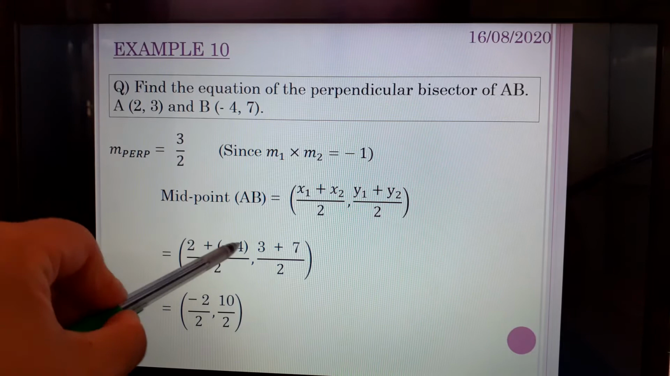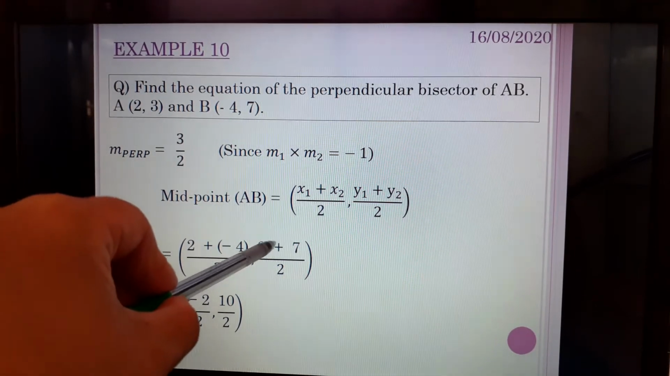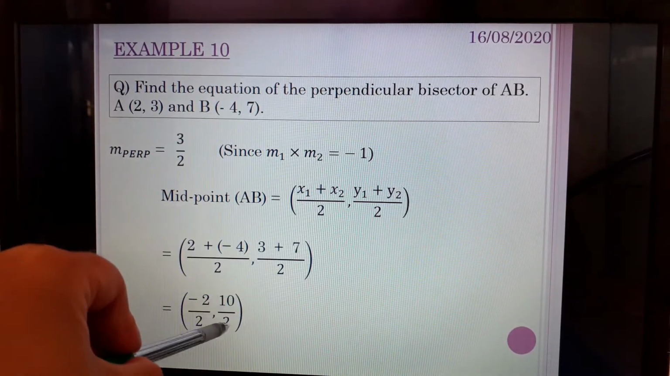Okay, so 2 plus -4 is 2 take away 4, which is -2 over 2. And then 3 plus 7, which is 10 over 2.